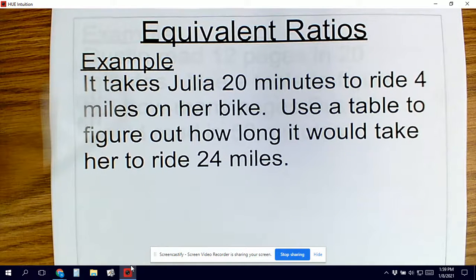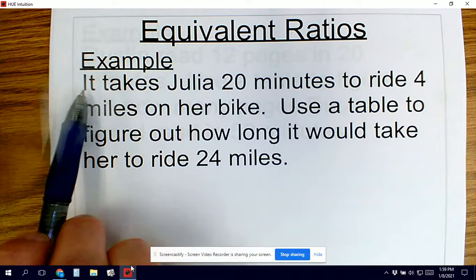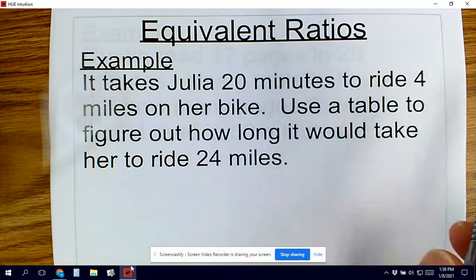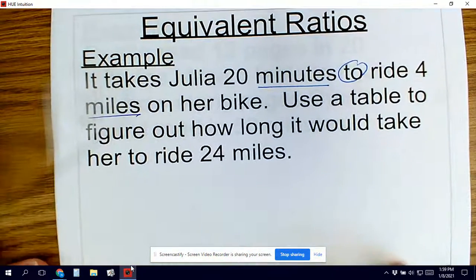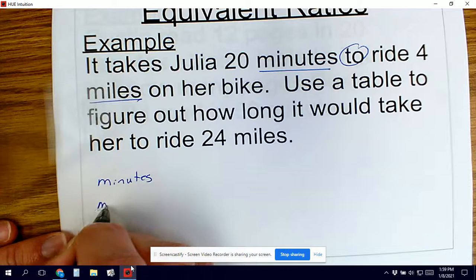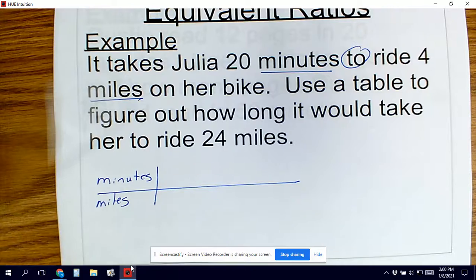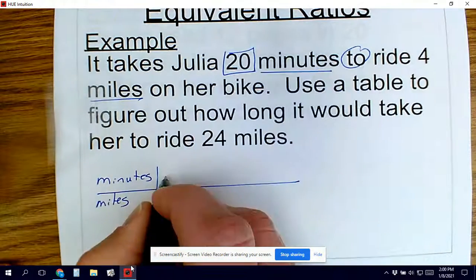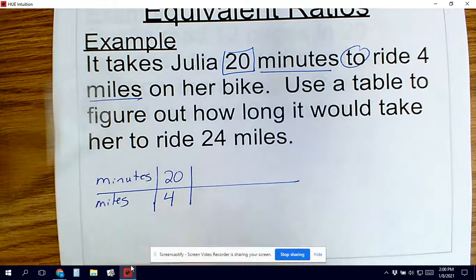So essentially, to start solving these problems, we want to find a rate. We want to find two values that are being compared in this scenario. And in our very first sentence, we see that it takes Julia 20 minutes to ride 4 miles on her bike. So we know we are comparing minutes to miles. So I'm going to create a table. The top of my table is going to represent minutes, and the bottom of my table will represent miles. And initially, I know Julia spends 20 minutes to ride 4 miles. Take a moment if you need to, pause the video and get yourself a table built like the one you see on the screen.